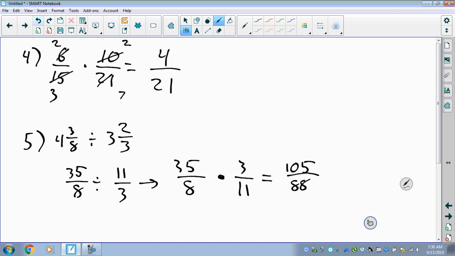Big thing, what we did up here with crossing out, you cannot do here. No, no, no, no. But here, you can do it, okay? So you have to change this to multiplication before you start eliminating things. Okay? All right, moving on.